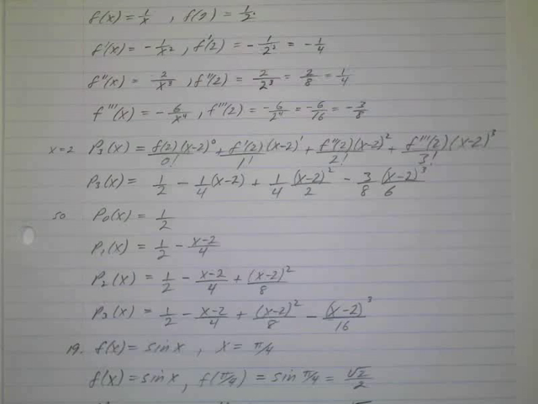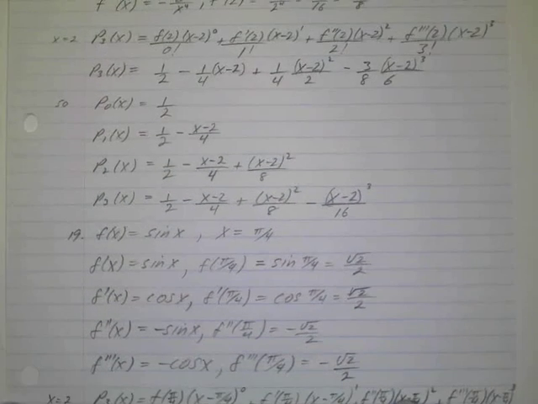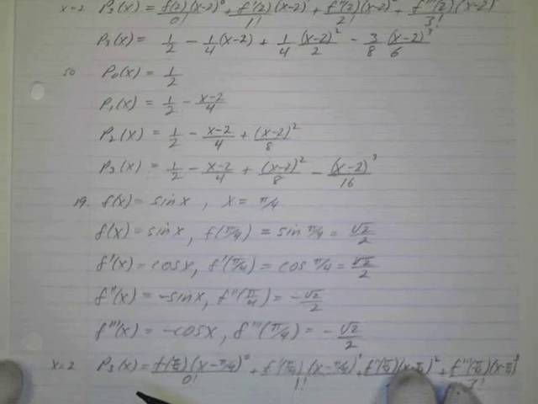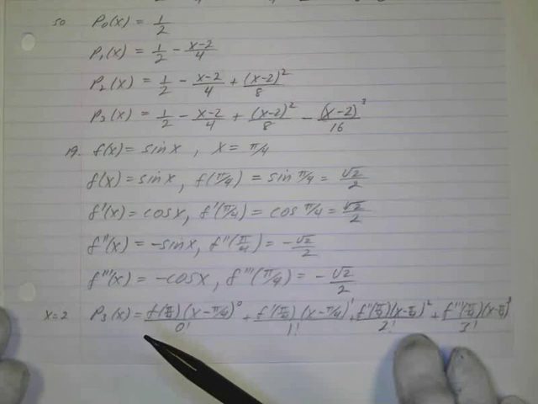And number 19 is going to be sine of x at a equals pi over 4. We'll take our derivatives, and the derivatives are always nice on the sine of x. They don't get to be too bizarre.